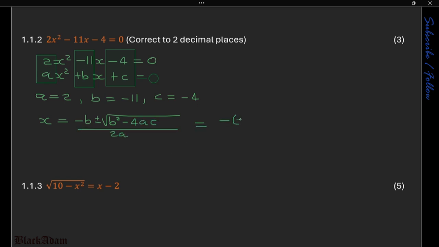So we substitute: negative bracket negative 11, plus or minus the root of negative 11 squared, minus 4 times bracket 2 and bracket negative 4, all over 2 times bracket 2, because our a is 2. So that would mean that we have positive 11 plus or minus, and we have a root.